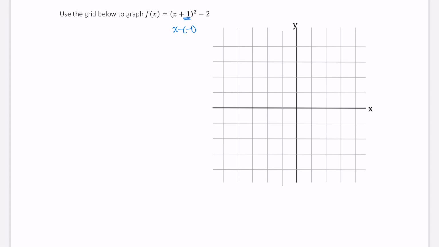This tells me to shift the vertex 1 unit to the left. That's what this negative 1 here tells me. Now, this negative 2 here, that tells me shift the vertex 2 units down.